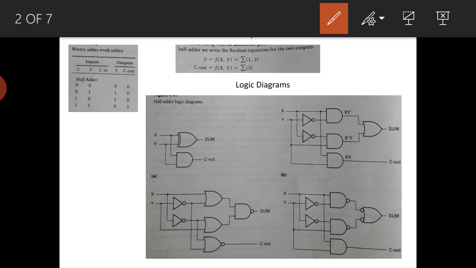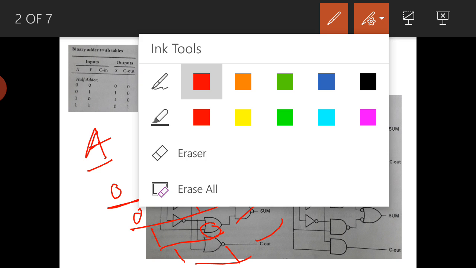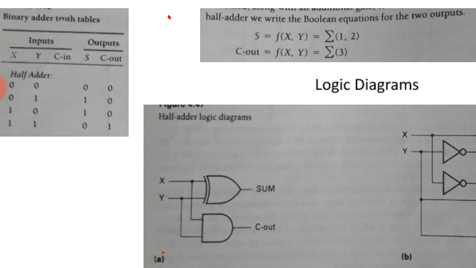Now if there are 2 single bit variables like A and B, A is 1 variable, B is 1 variable, both are single bit, then there are 4 possible combinations. It can be 0 0, 0 1, 1 0, and 1 1. So there are 4 combinations. Now for this, what is the addition in binary?